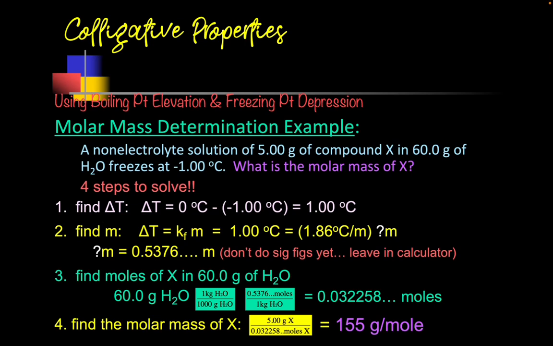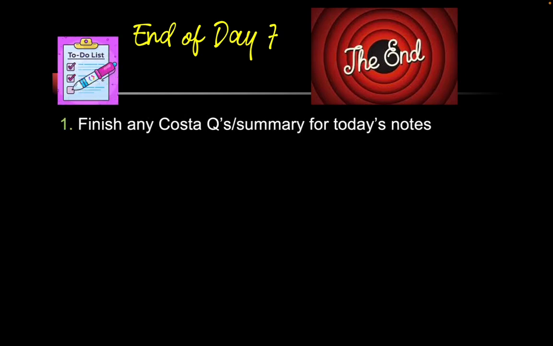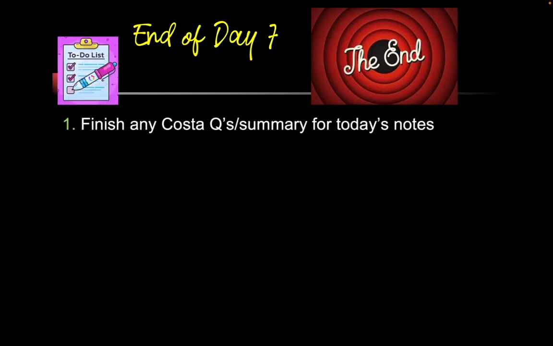All right, go ahead and process what you just saw or what you heard by doing a level 3 question. Go back and rewatch anything as needed. But when you're done with that level 3 question, pause the video if you need to. Here's some things you could do to finish off your learning for today. Finish any COSTA questions. You could write your summary that goes back and answers the essential question from today.